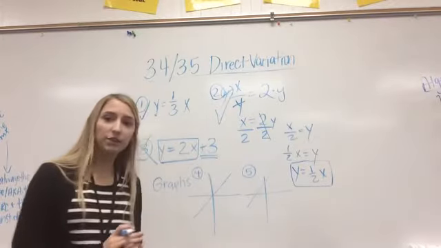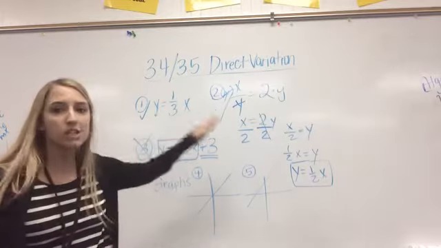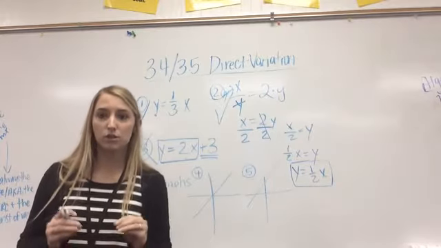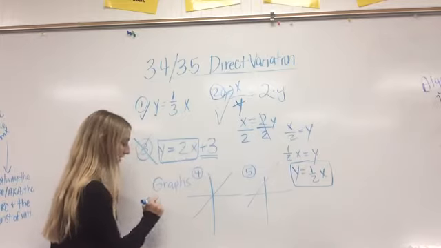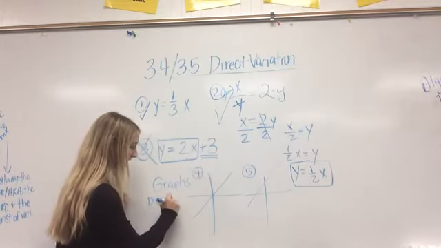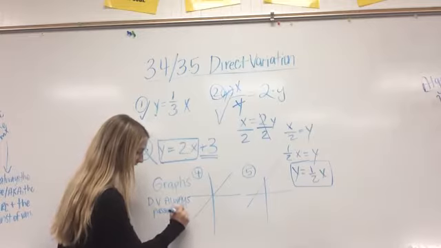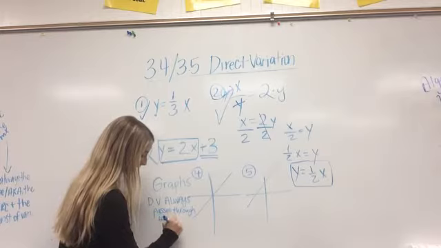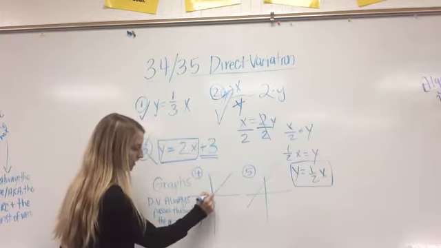Now, if you have a graph, perhaps, which one day you probably will, one thing that you need to know about this is if we have y equals mx, it always goes through the origin. So direct variation always goes through the origin. So I might write that. Direct variation, DV, always passes through the origin. And if we remember, the origin is 0, 0, which is right there.